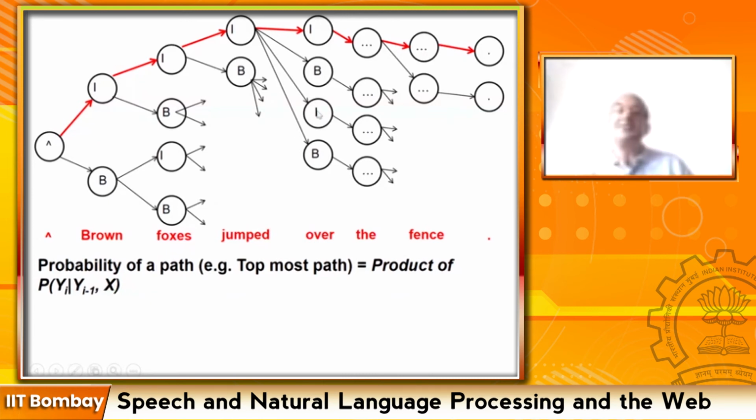So either beam search or Viterbi is done on the search path for decoding. How to get those probabilities is our next concern. This is the training algorithm for conditional random fields. So let me stop here.